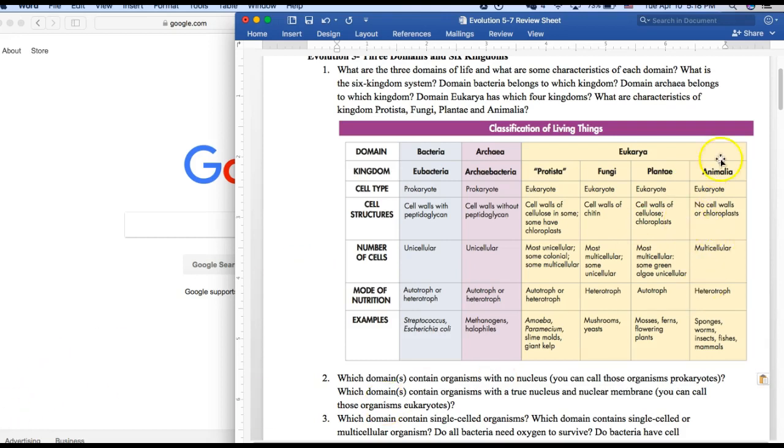The next one is animalia. Animalia is all heterotrophs, and they're all multicellular, and they do not have a cell wall. So everything can have a cell wall except animalia.